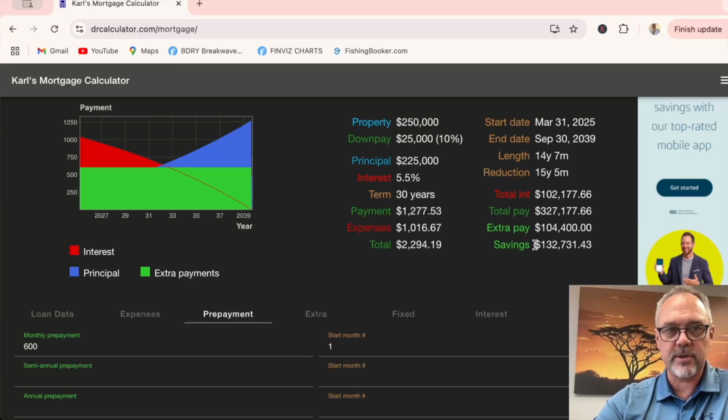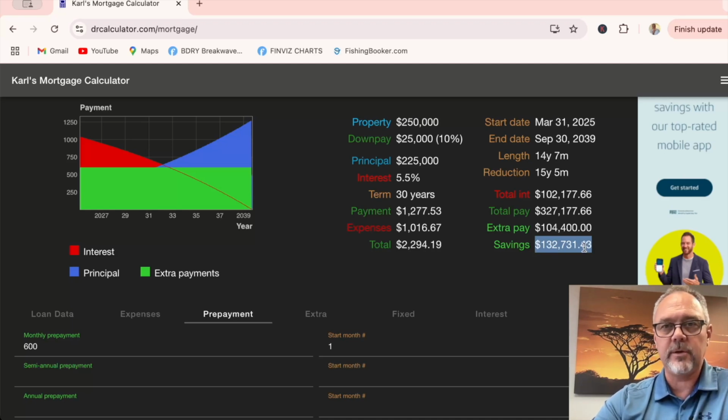If we add an extra $600 to the principal payment each month, it's not going to be 30 years anymore, it'll save us $132,000 in interest. So that $60,000 or $50,000 truck is no longer looking like it's a viable investment for my life.